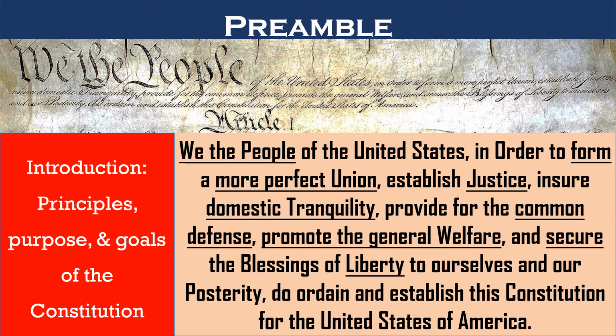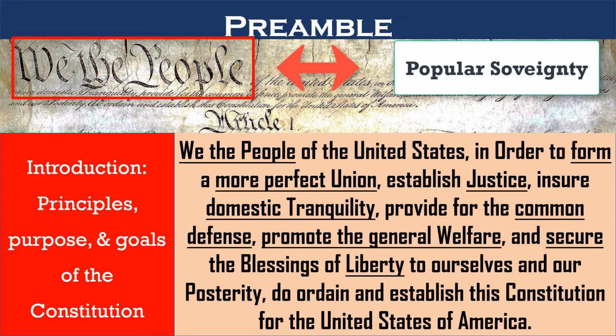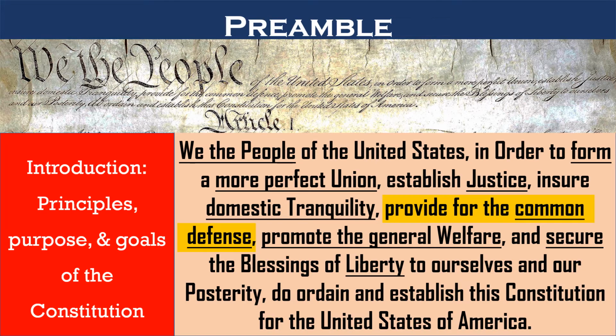The introduction to the Constitution is known as the Preamble, probably the most well-known part. In its opening 3 words, "We the people," we see the concept of popular sovereignty, that the people will be the source of government power, as well as goals such as providing for the common defense, promoting the general welfare, and securing the blessings of liberty, aka natural rights.